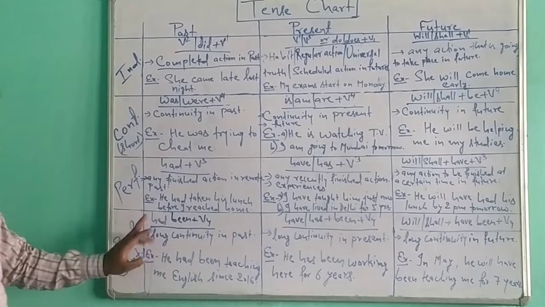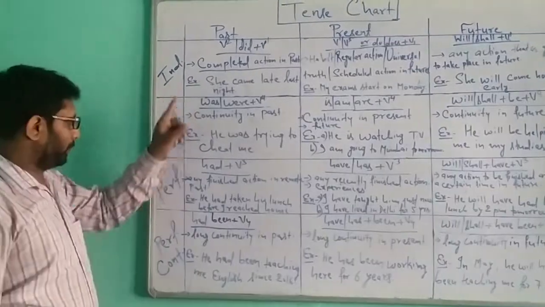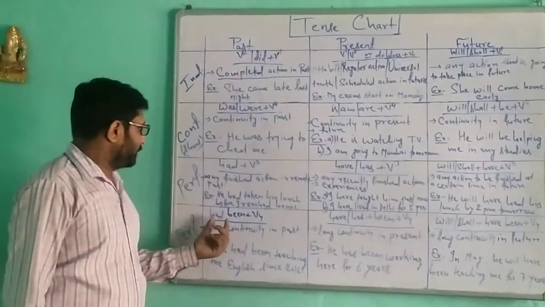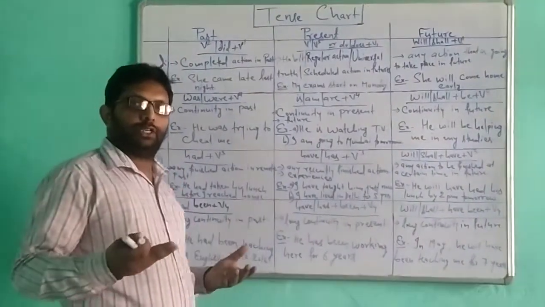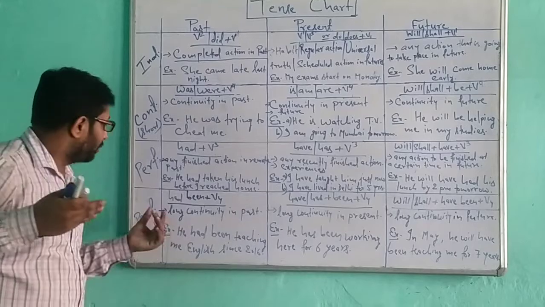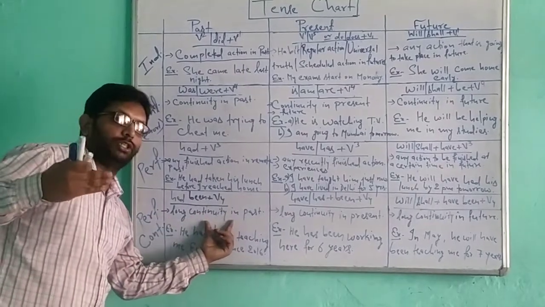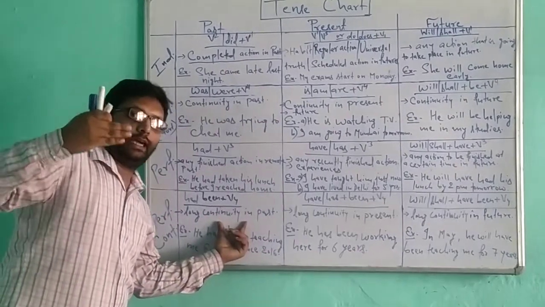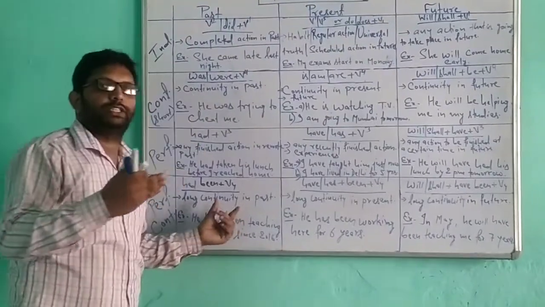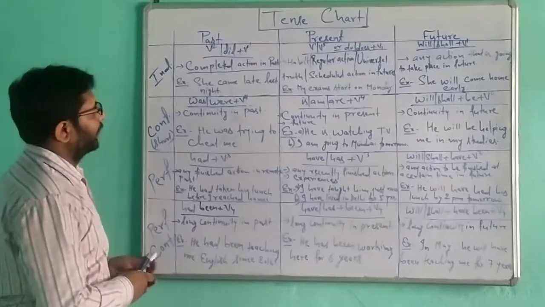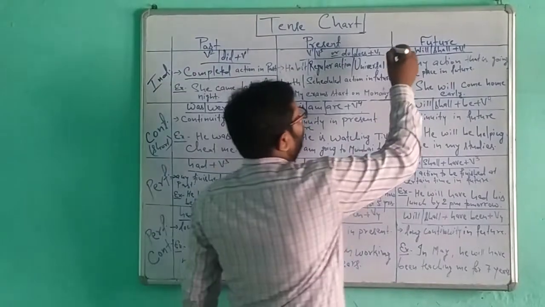Now, let us move to perfect continuous tense. If we talk about perfect continuous tense, as I have discussed, it gives the sense of long continuity. Long continuity means any action that has been taking place for a long time.